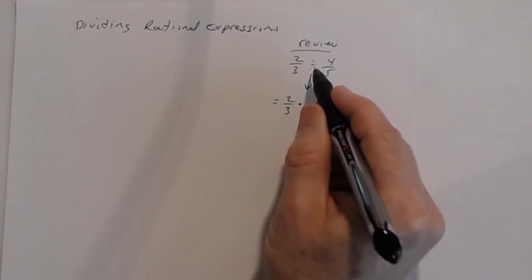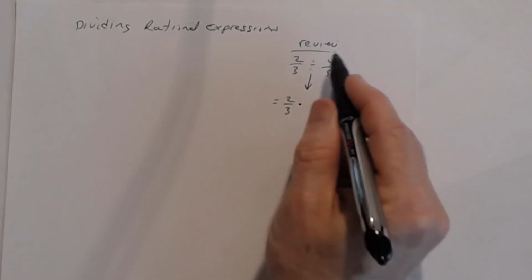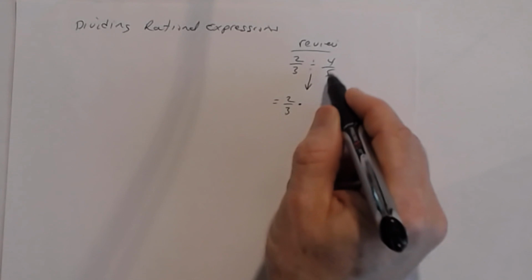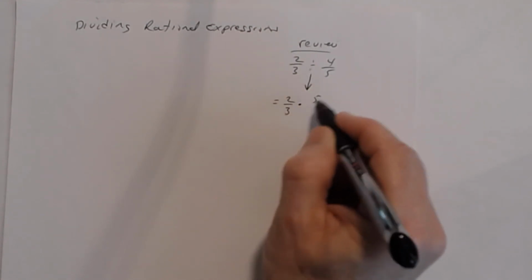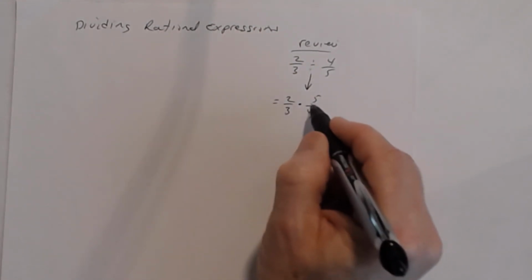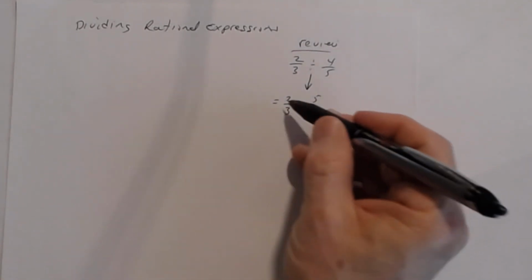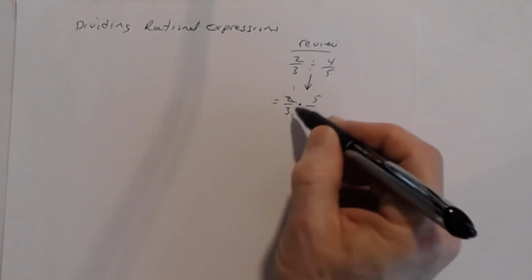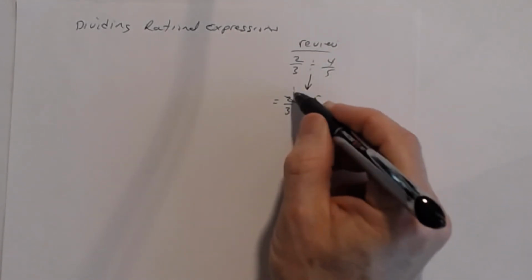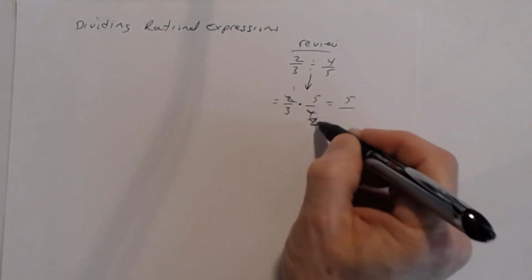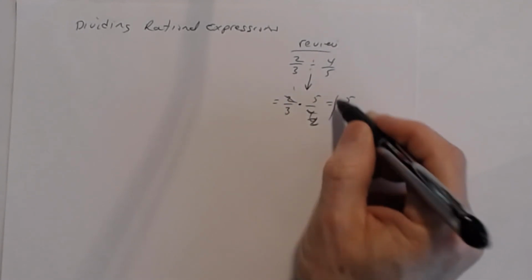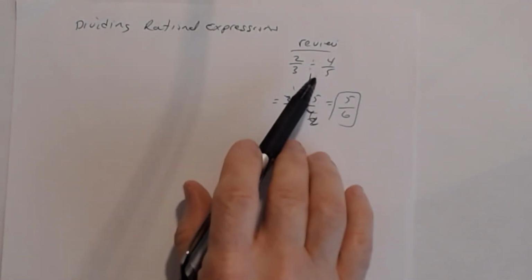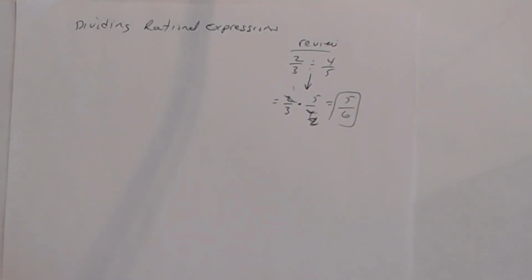So remember, to change a division to multiplication, you have to take the reciprocal of the fraction following the division symbol. So the reciprocal of 4/5 is 5/4. And so now you do it just like we've been doing. So you're going to reduce. 2 and 2 is 1, 2 and 4 is 2. And that's all I can do. And so the answer is going to be 1 times 5 is 5, 3 times 2 is 6. So that's the idea you're going to use with rational expressions. So the first thing you're going to do is change it to multiplication.